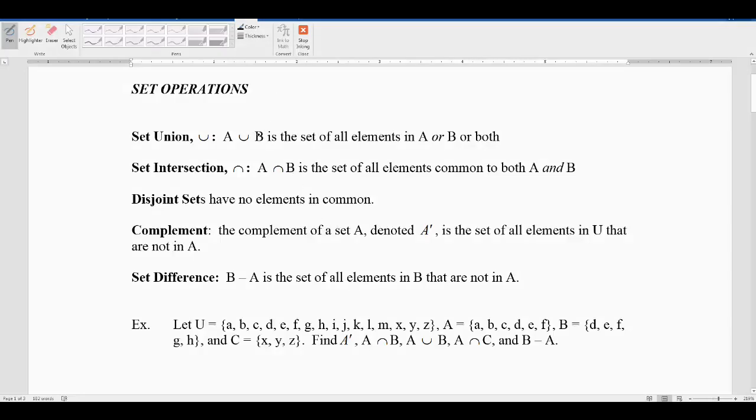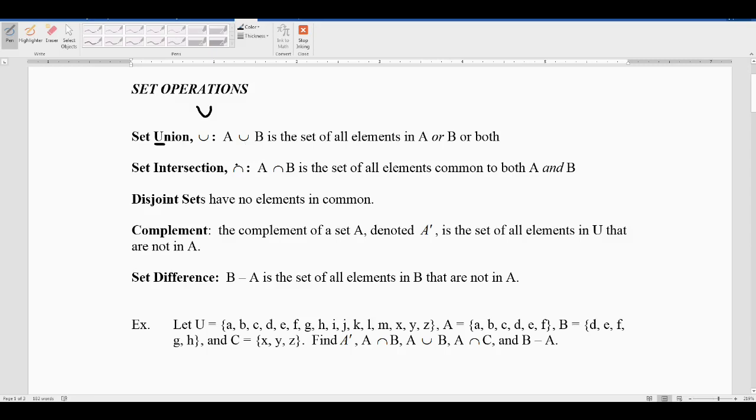Set operations. Now you may have seen some of this stuff previously in other classes, maybe not. Let's hope you have. The first couple things we're going to look at are called set unions and set intersections. Unions and intersections. This symbol looks like a big old U. So that's a union. If you see A union B, it's a set of all elements in A or B or in both. As long as it's in at least one of them, it's in the union.